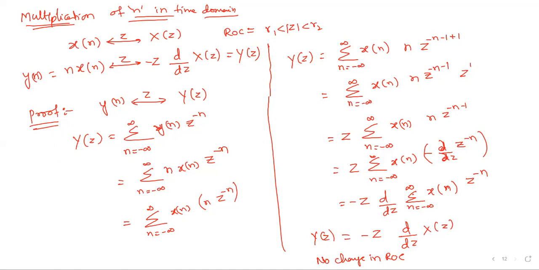Now we will solve two numericals based on this property. x of n is equal to n into u of n. First, what we need to write is the z transform of u of n. What is the z transform of u of n? The z transform of u of n will be z by z minus 1.